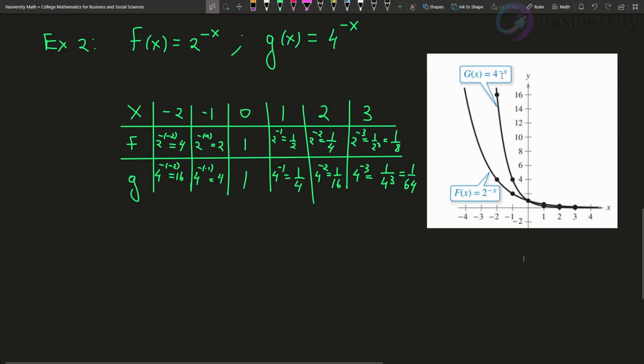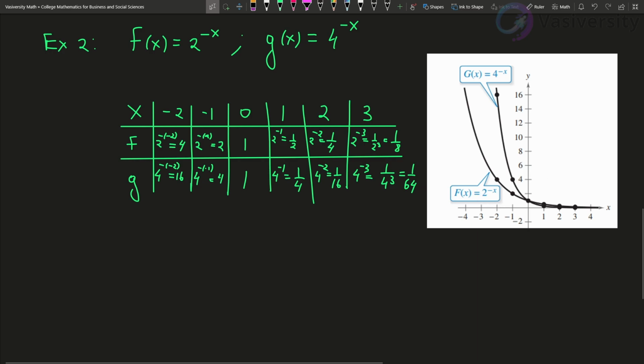So now this is our g of x of 4 to the power of -x, decreasing like this, and 2 to the -x. As we can see, the 4 to the -x is decreasing much more rapidly, especially as it's approaching 0. It's reaching the 0 axis faster than 2 to the -x does. We can see here through the graph.